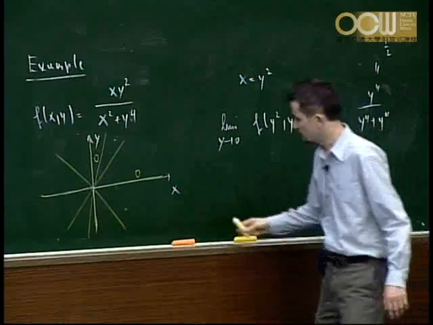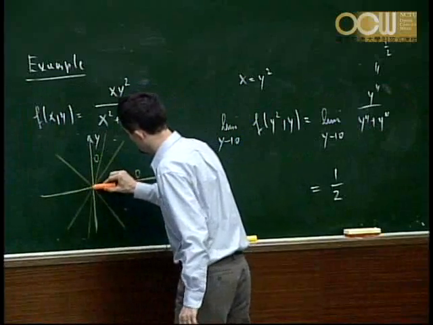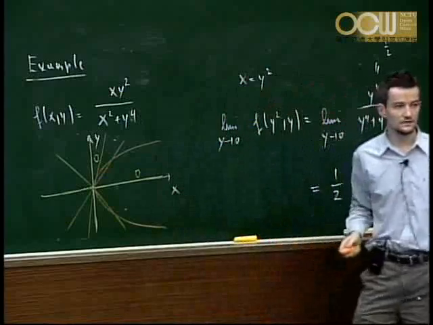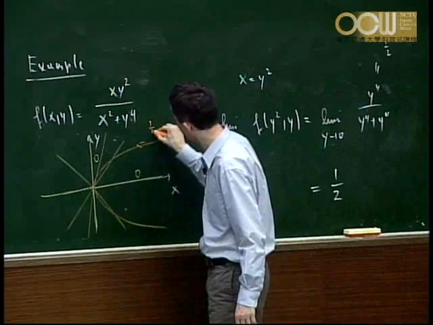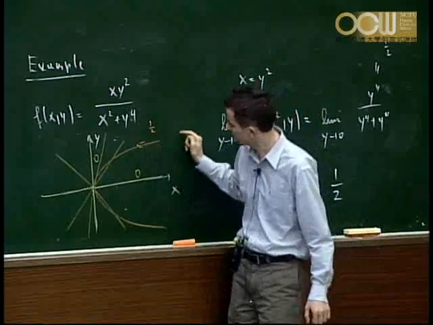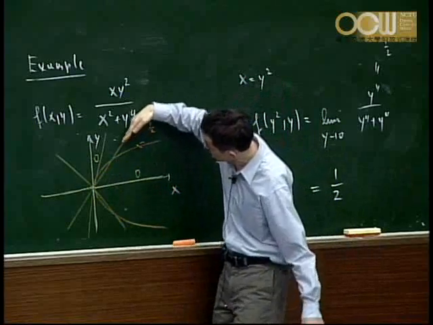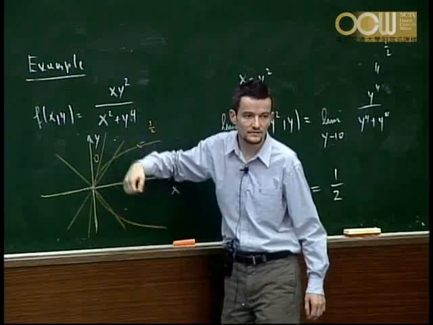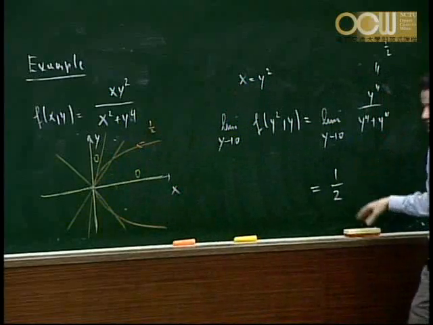So actually, which kind of path is this? This is this path here. Okay, so if you walk along this path, the function value will always be 1/2. So here the limit, of course, will be 1/2. But if you walk along such a line, the limit will always go to 0. So you see that the limit does not exist.